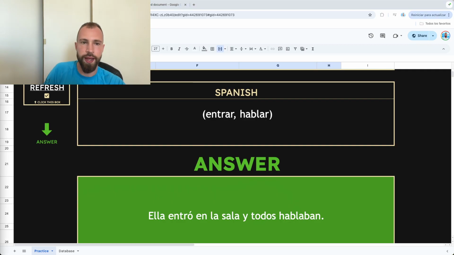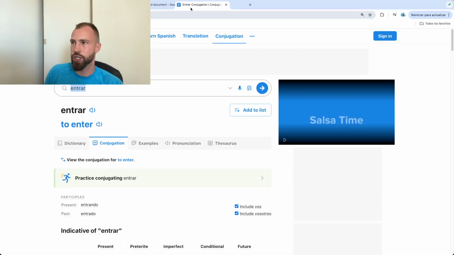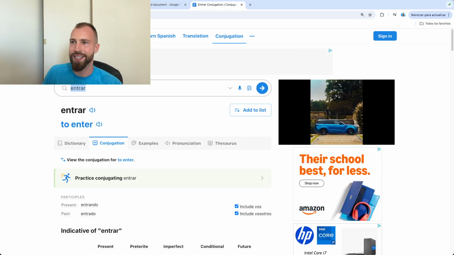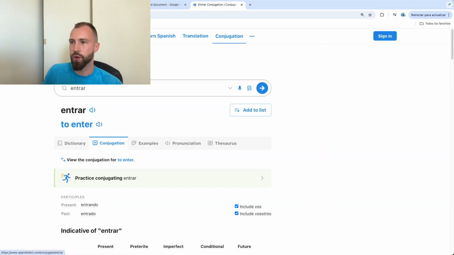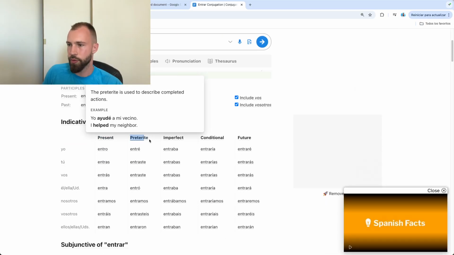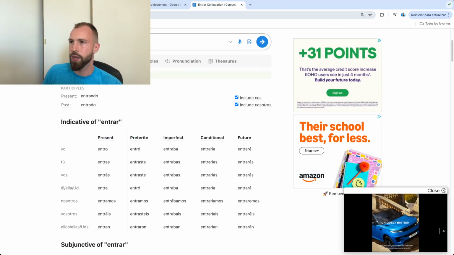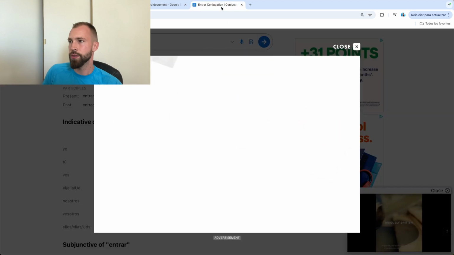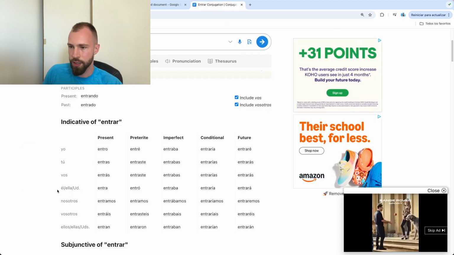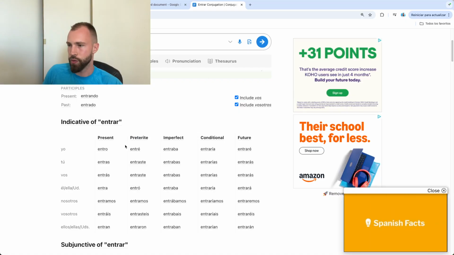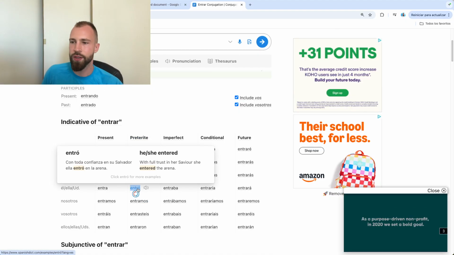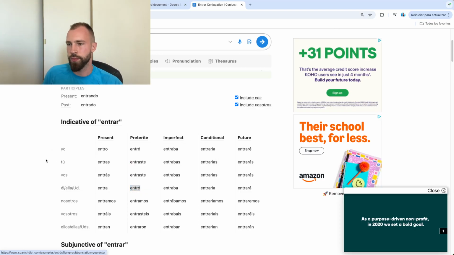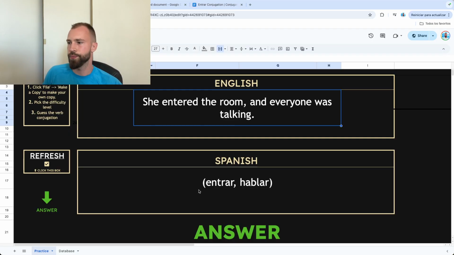And by the way, let me just pull something up here. This is a good resource to have on you while you're going through any sort of exercise: SpanishDictionary.com. Type in whatever verb you need, so in this case, entrar. Go into the conjugations and then check the preterite. So we can go here, she, ella, and go to the preterite, entró. And then you can highlight it or hover over it, and there's an example. So yeah, it's a good resource to use.